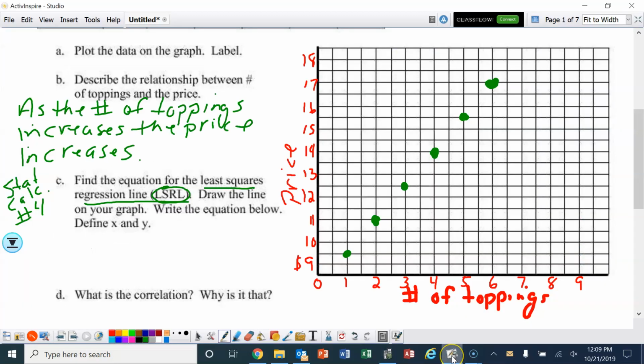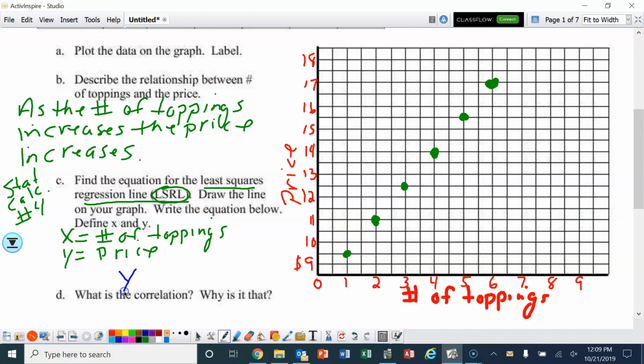All right, so define X and Y first. So remember X is going to be number of toppings. Y is the price. All right, so here we go.